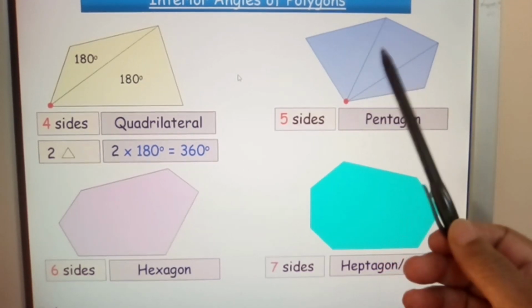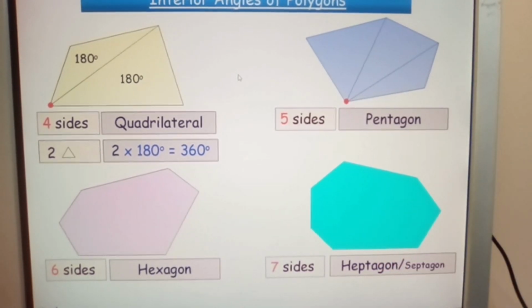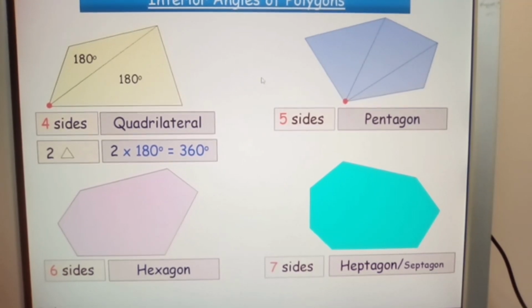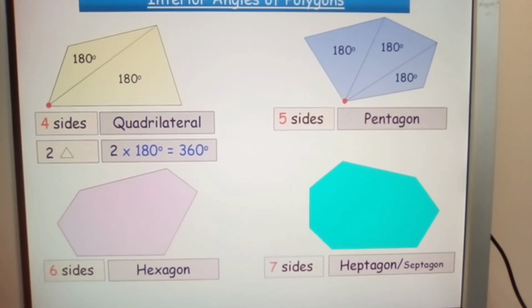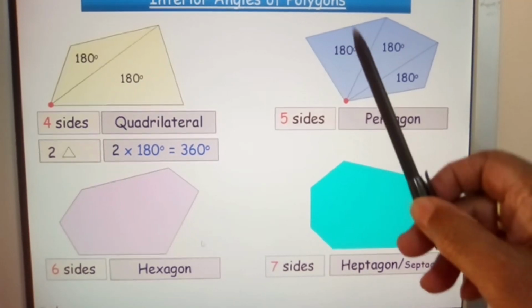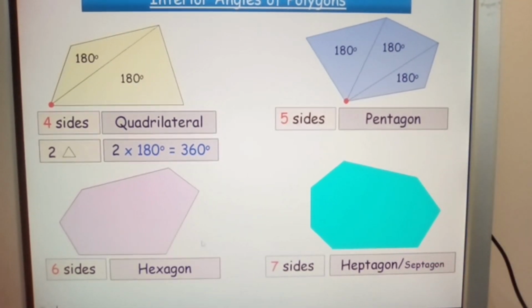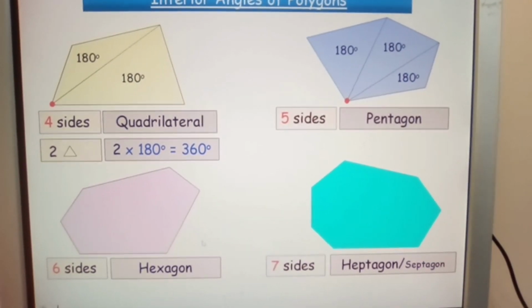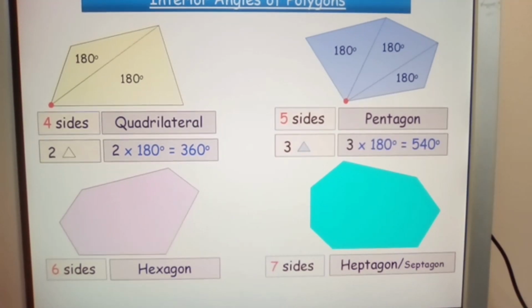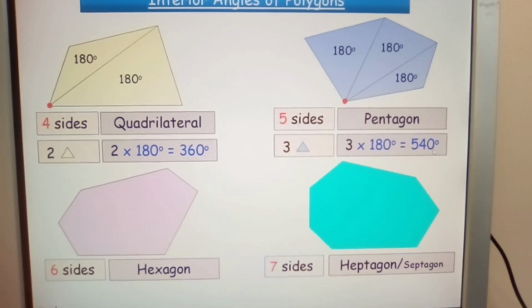But 1, 2, 3 triangles you can see is there without a shadow of a doubt. Now each of these are going to be 180, 180 and 180. So what we have here is 3 180 triangles, which adds up to 540 degrees.